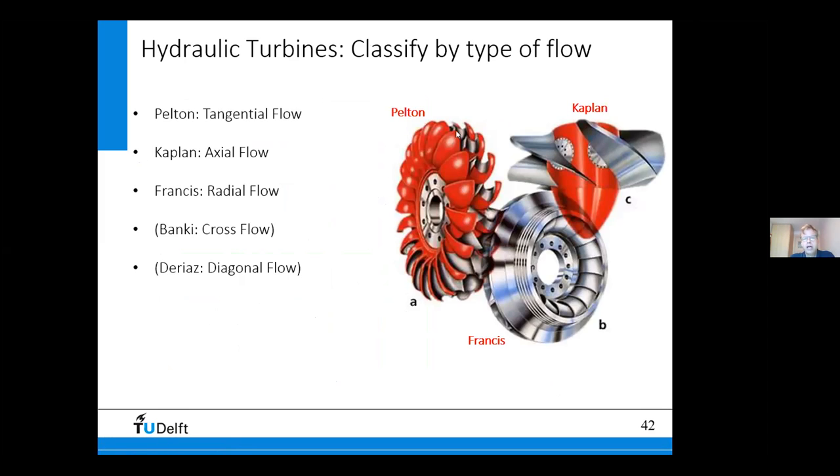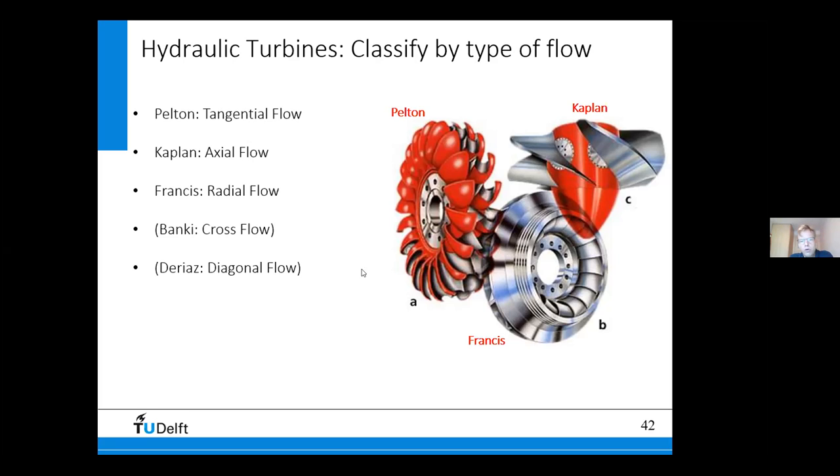So we have the Pelton turbine. And actually the Pelton turbine is a fully impulse turbine. So what you see here is that in a Pelton turbine, you have a nozzle where the head is converted into velocity. And that actually gets a very high-speed jet of water out of the nozzle.